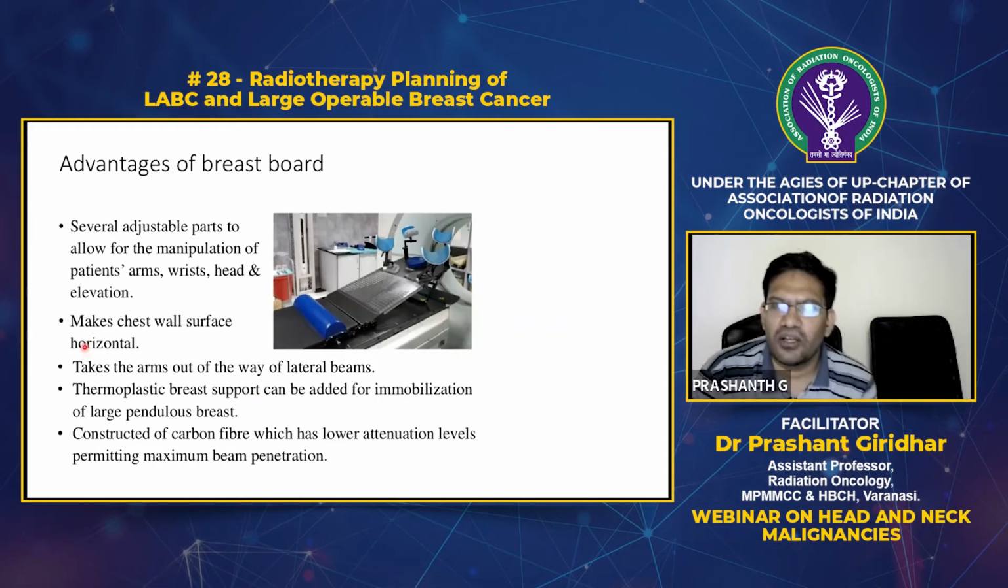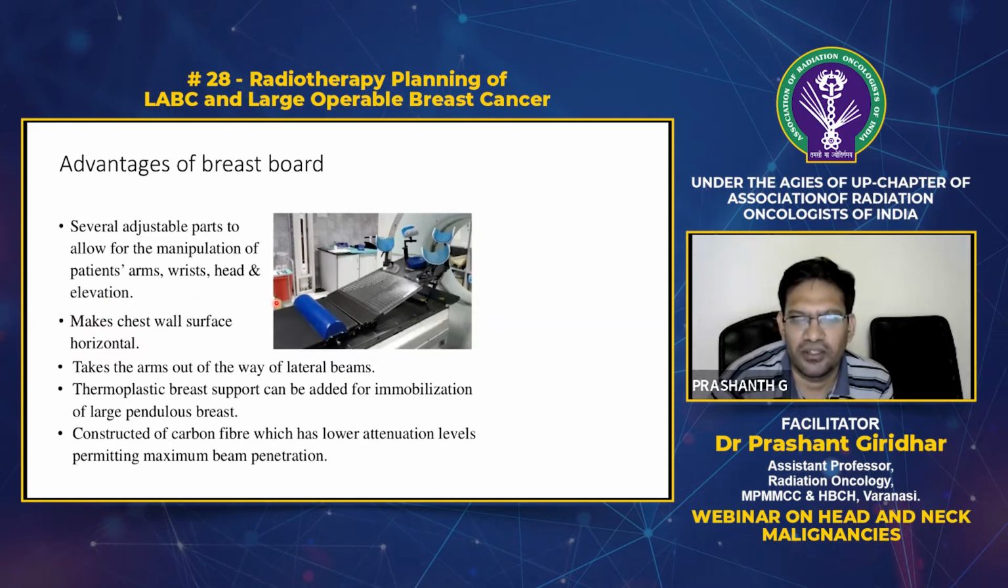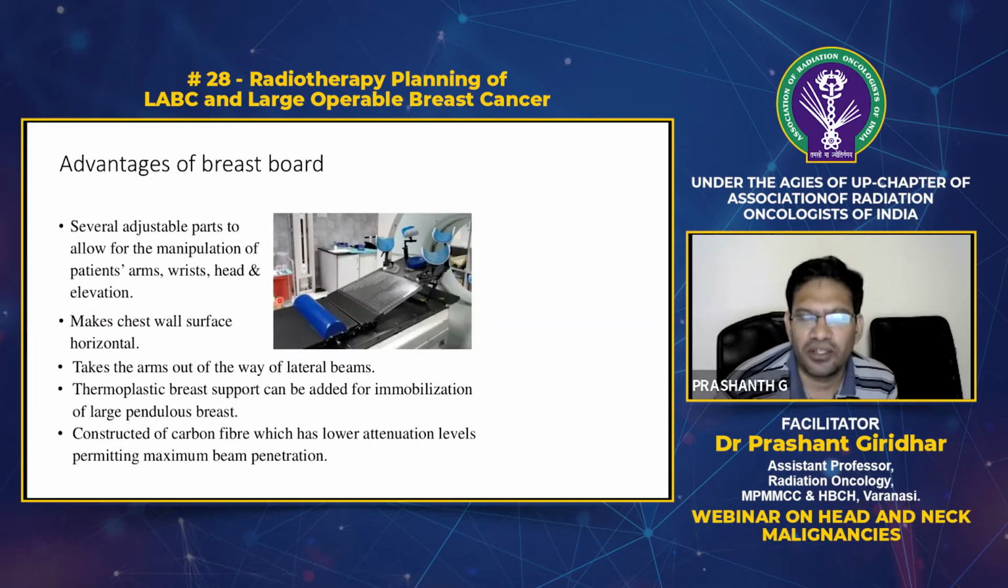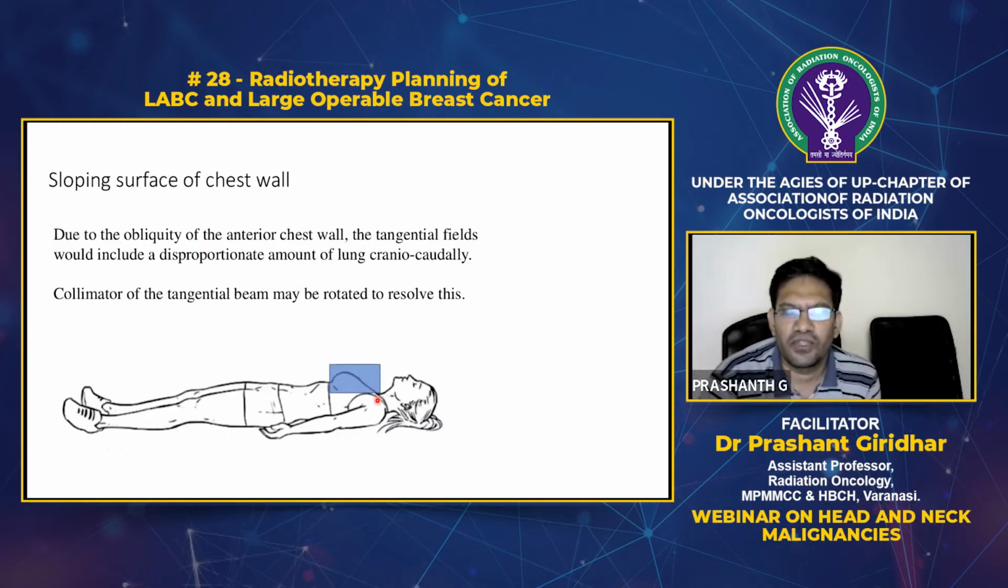Now, we have to note most importantly this point, that it makes the chest wall surface horizontal. So we need to know with respect to what, and what is its use. If you look at a patient who is lying in supine position on a flat surface, what you have is an oblique anterior chest wall. The anterior chest wall slopes downwards towards the neck.